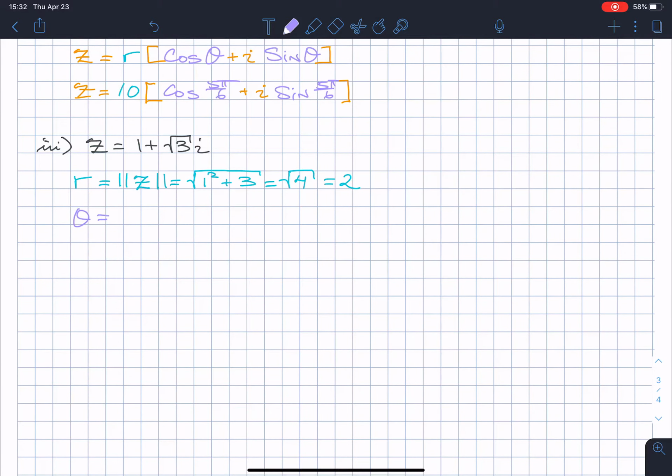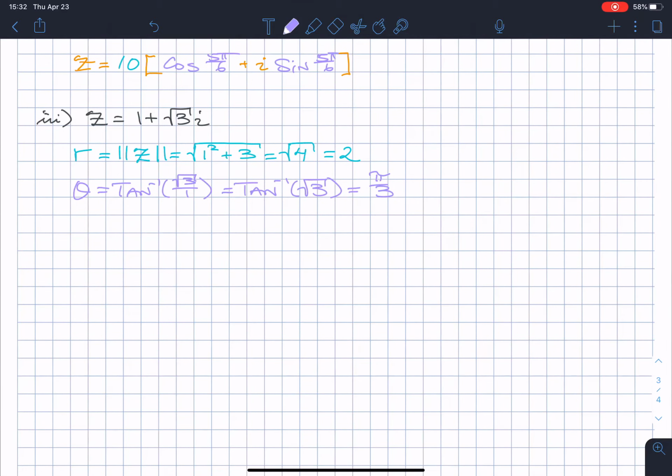The argument is inverse tangent of the imaginary part over the real part, which is inverse tangent of root 3. So at what angle in the first quadrant is tangent root 3? That is, sine is root 3 over 2, and that's going to be pi over 3.